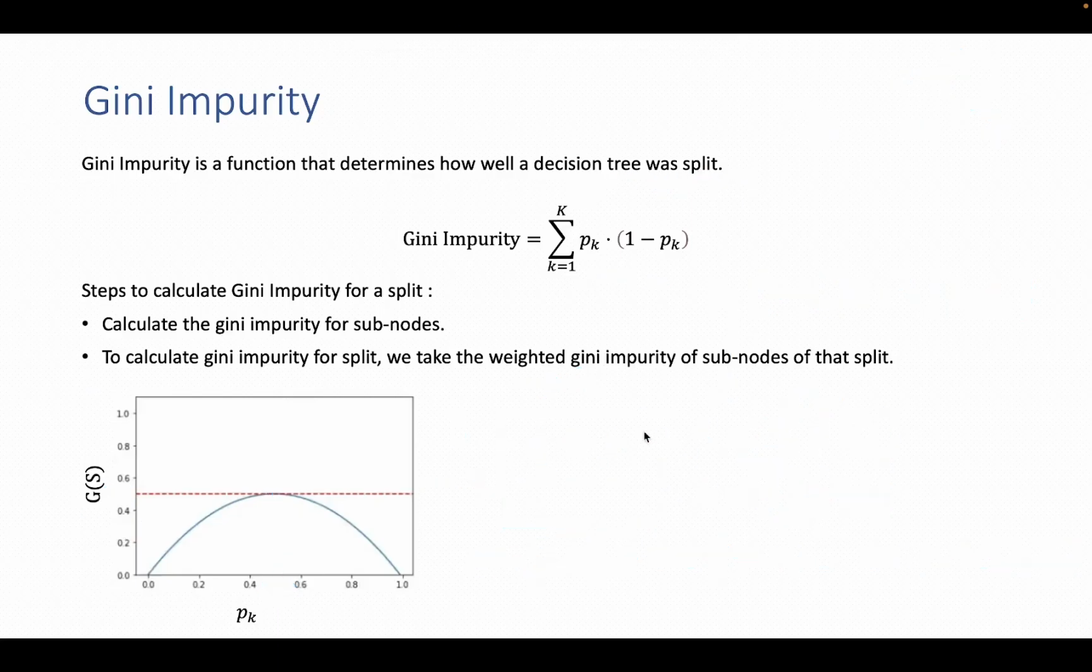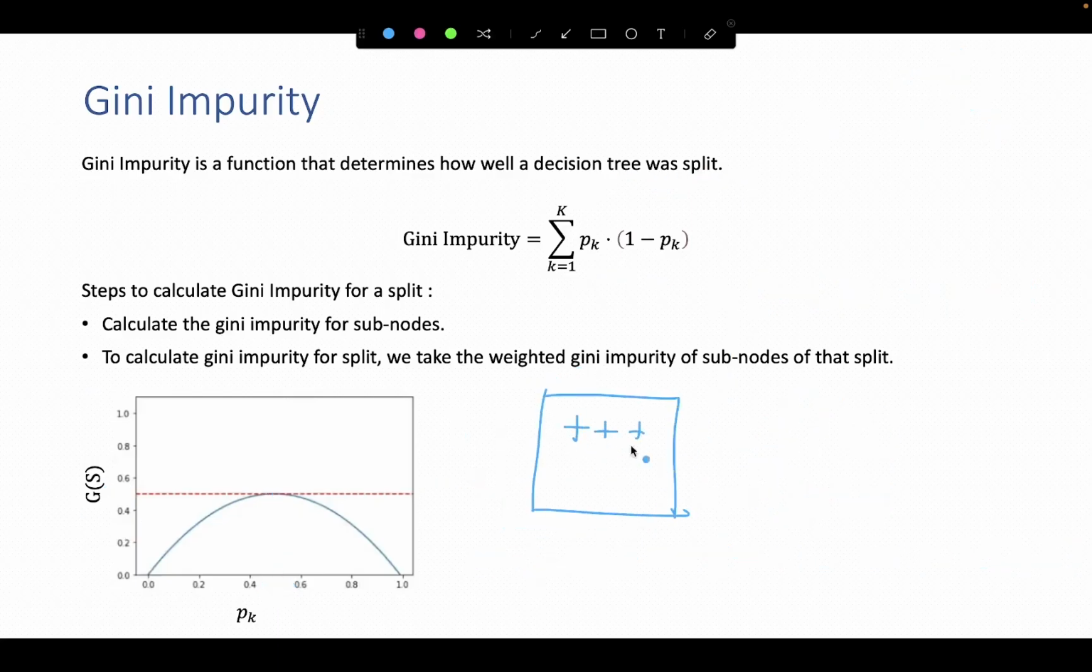Let's consider another example. Let's consider a pure node this time. All the data points are positive data points. None of them are negative points. So this is my subnode S2. So clearly P sub 1 is going to be 1. P sub 2 is going to be 0 because 0 out of all the data points belong to the negative class.